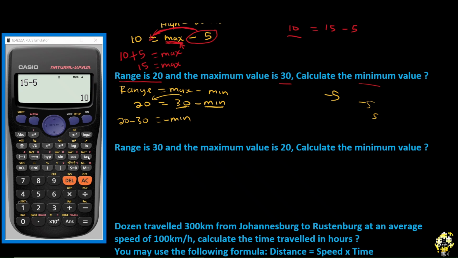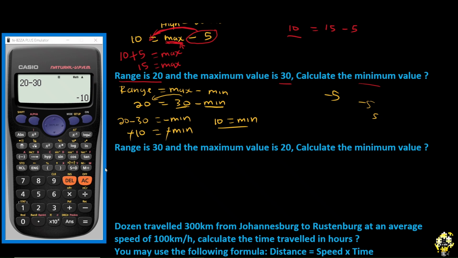Let's go to our calculator. Now, when we get to our calculator, we can simply say 20 minus 30. It's going to give us -10. Now we have -10 equals negative mean. But because we have negative on both sides, this can cancel this, and we are going to have that 10 is equal to the mean that we're looking for.